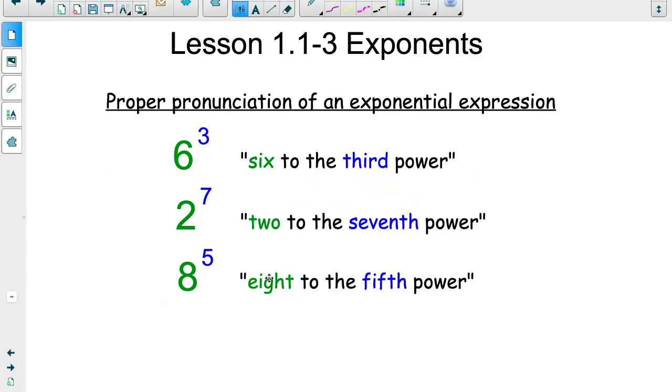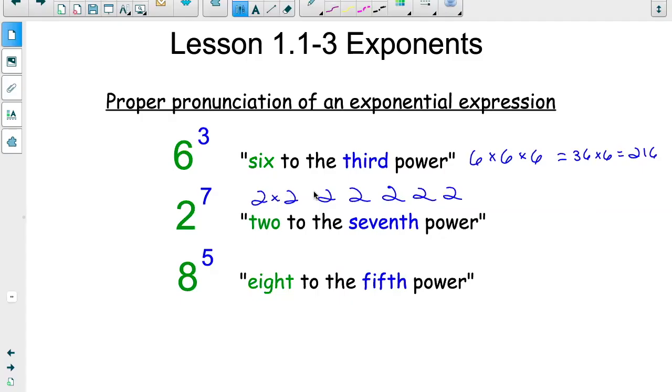So if I was going to expand 6 to the third power out before I multiply it, I would write 6 times 6 times 6 and then do the multiplication. 6 times 6 is 36. All right, so that'd be 36 times 6, and that'll come out to be 216. If I'm doing 2 to the seventh power, 1, 2, 3, 4, 5, 6, 7.